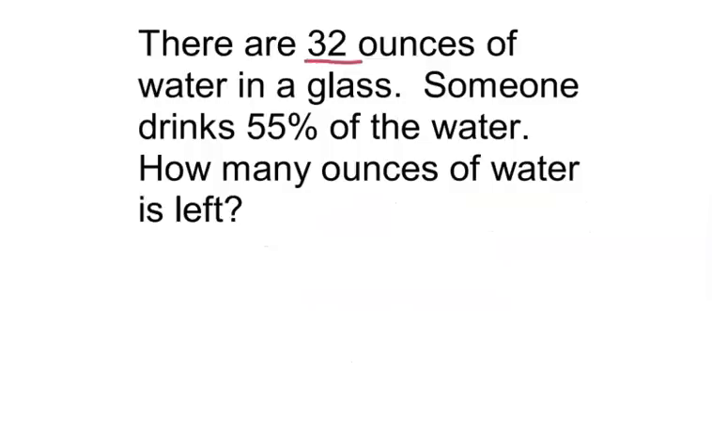There are 32 ounces of water in a glass. Someone drinks 55% of the water. Okay, they drink over half of the water. How many ounces of water is left? So we can find out what is 55% of 32 and then subtract that from the total amount, and that's how much water would be left. All right, so let's go ahead and do that.